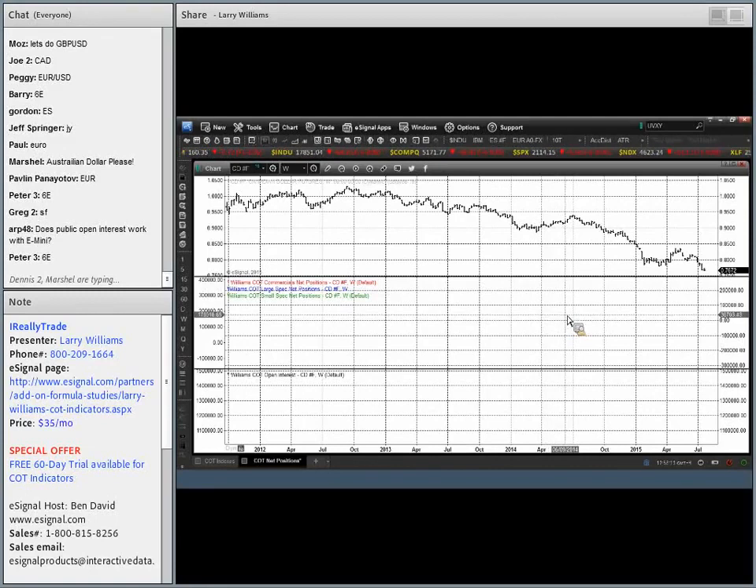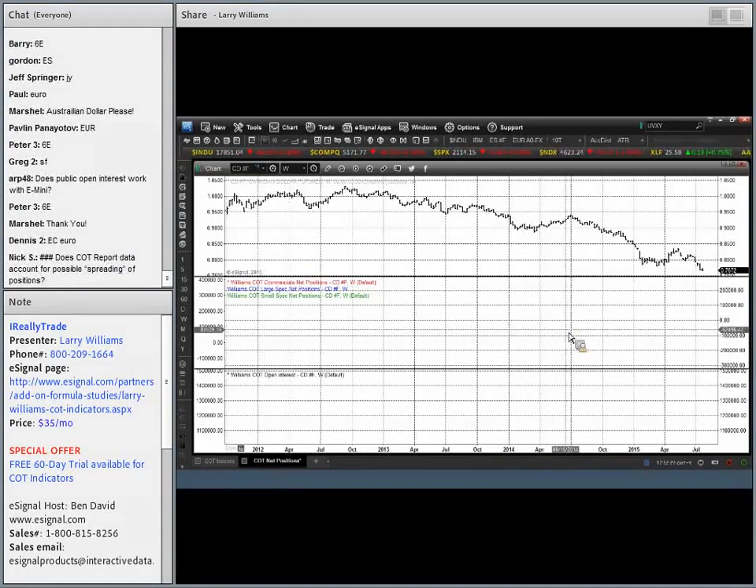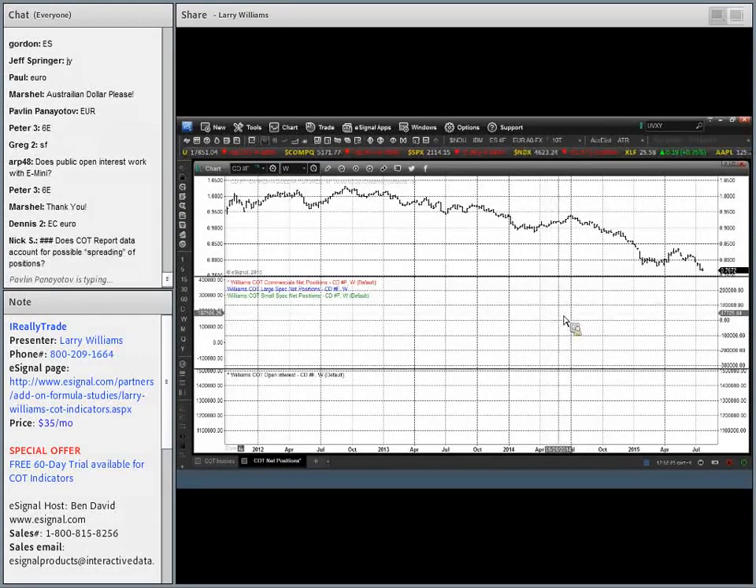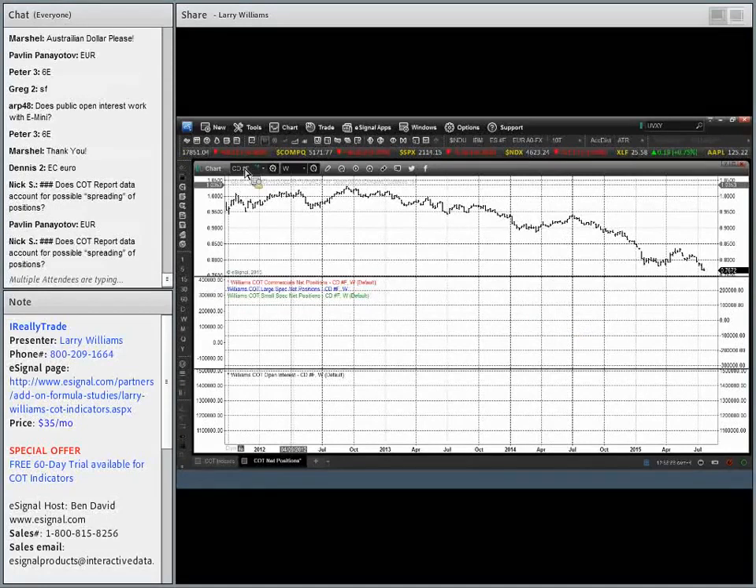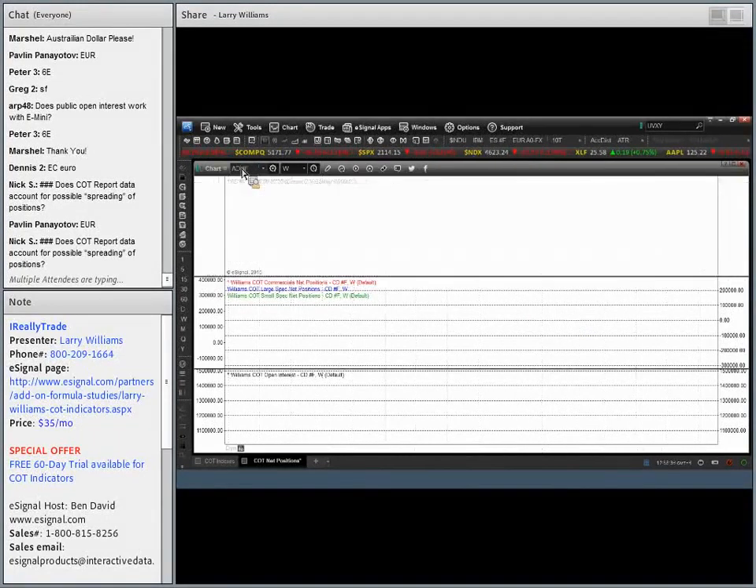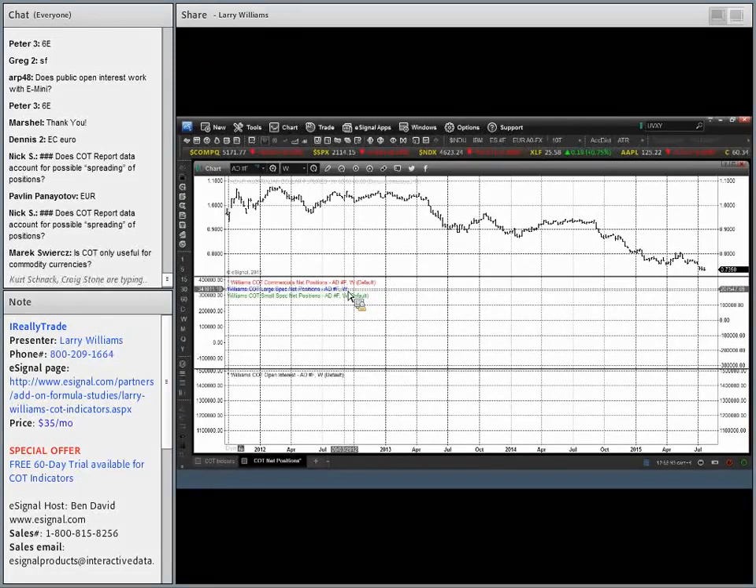Does public open interest work with E-mini? The E-mini, I prefer to use other things as a short-term trader. As I mentioned earlier, it works as well as we'd like to see. I'm not getting the data to populate for the Canadian dollar, so maybe we will go to the US dollar. Let's try that. AD. I know time's running short and I don't want you guys here all day long. Does COT account for possible spreading of positions? Yes, it certainly does. Okay, so now we're going out and getting the commitment trader data.